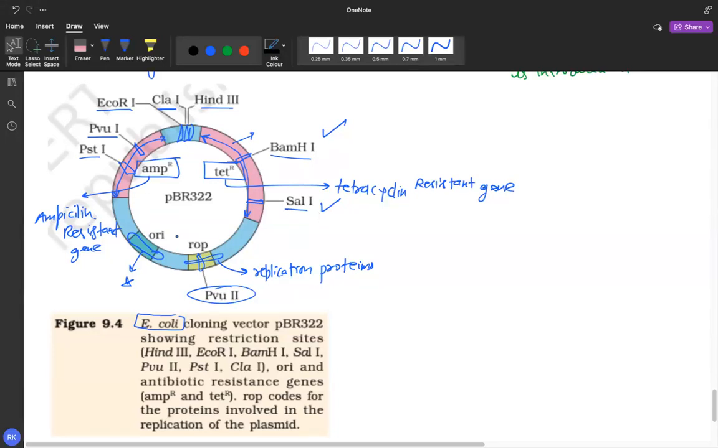Could you repeat the question? So the question is, you have used the BamHI restriction endonuclease, and you have inserted your gene of interest in this particular vector that you see on screen. You also did transformation and cultured the bacteria after transformation. Now you want to check whether transformation has occurred or not. What will you do?